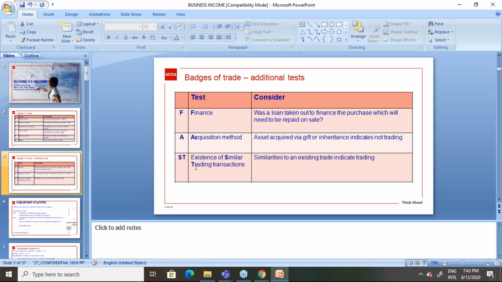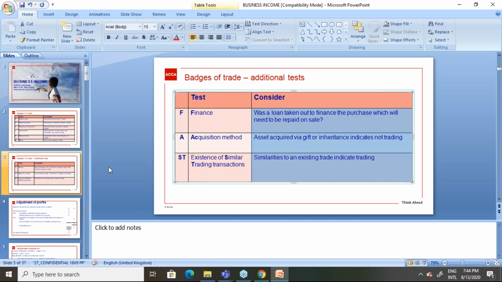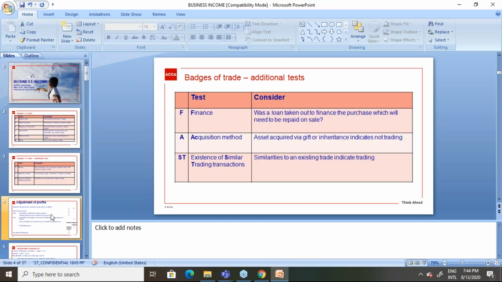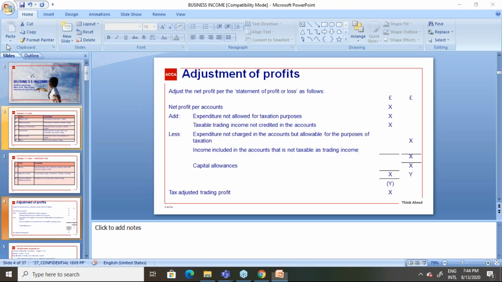Then earlier also we had a similar test called frequency. Here also, similar transactions. Similarities to an existing trade indicate trading. So if you're already in a business, if you have made several transactions which are similar in nature, in that case it indicates trading.